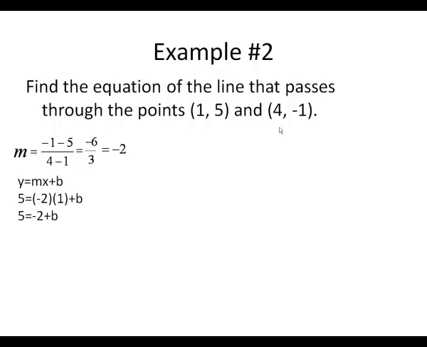So do that multiplication, and we get 5 equals -2 plus b, and we're trying to solve for b, so I'm going to add that 2 over to the other side of the equation to get that b equals 7. So we know our slope is -2, and the y-coordinate of our y-intercept is 7, and we can write our final answer. The equation of our line is y equals -2x plus 7. So in this example, we had to calculate the slope from two points.